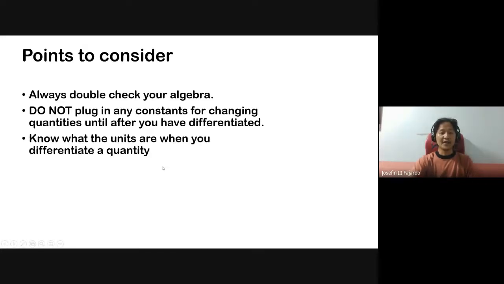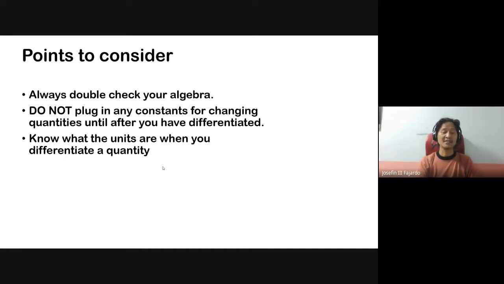And then, we know what the units are when you differentiate a quantity. So, kailangan nating alamin yung units. Bakit? Makakatulong sa atin kung saan natin isa-substitute yung mga values. Kunwari, meron kang value na meters per second. Dahil meter per second dyan, ibig sabihin, that's the rate of change of a length with respect to time. So, pwede nating i-consider siya as a derivative of a certain length with respect to time.